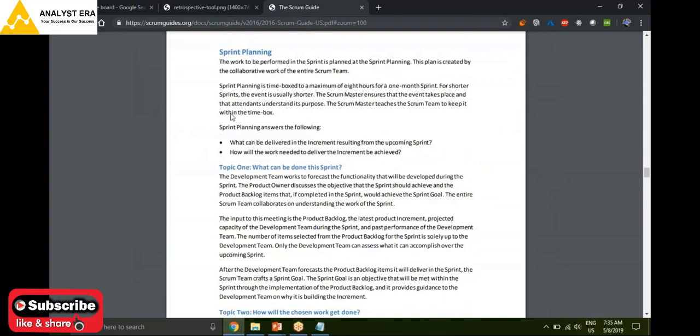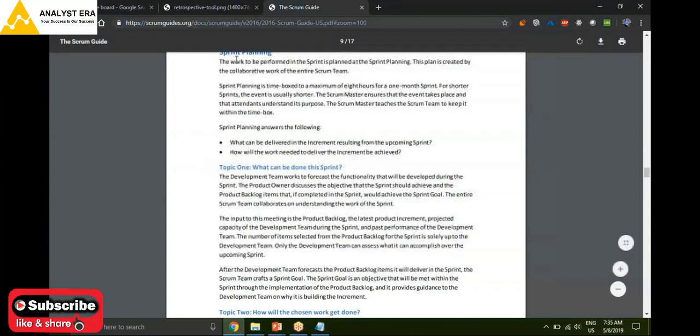So sprint planning, how do you plan the sprint? What can be delivered in the increment resulting from the upcoming sprint? So essentially, what should be delivered? What should be your deliverables in a sprint? How will you work on the needed deliverables? All of that would be discussed in your sprint planning meeting. This is what we will come to.